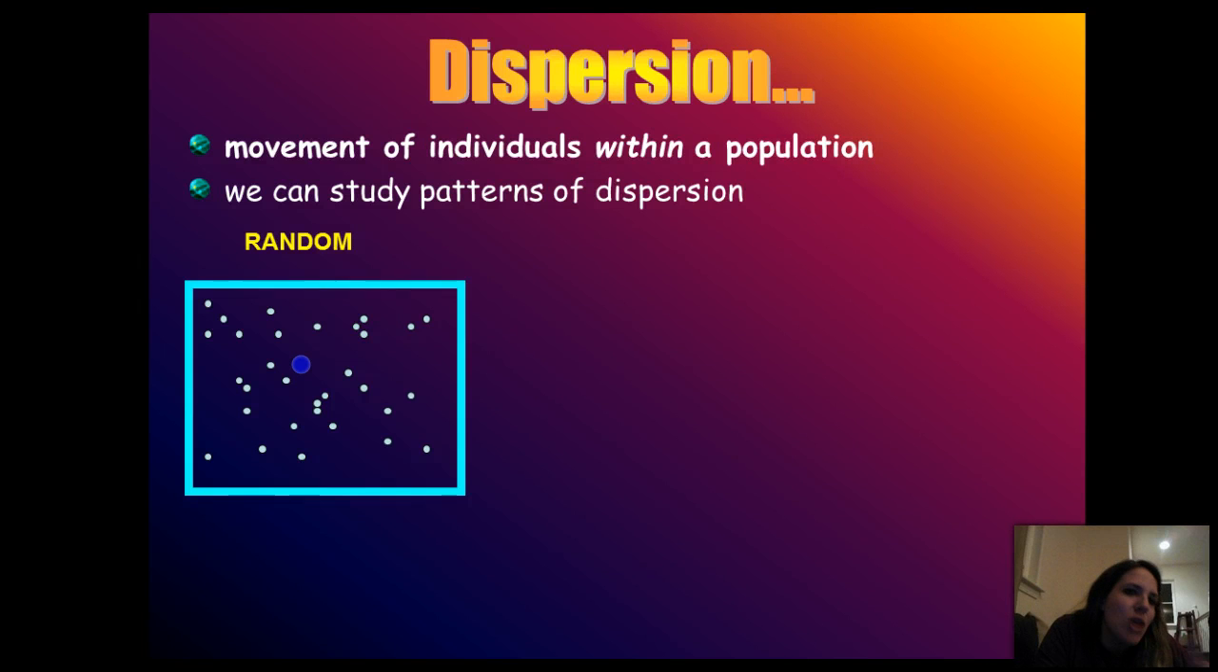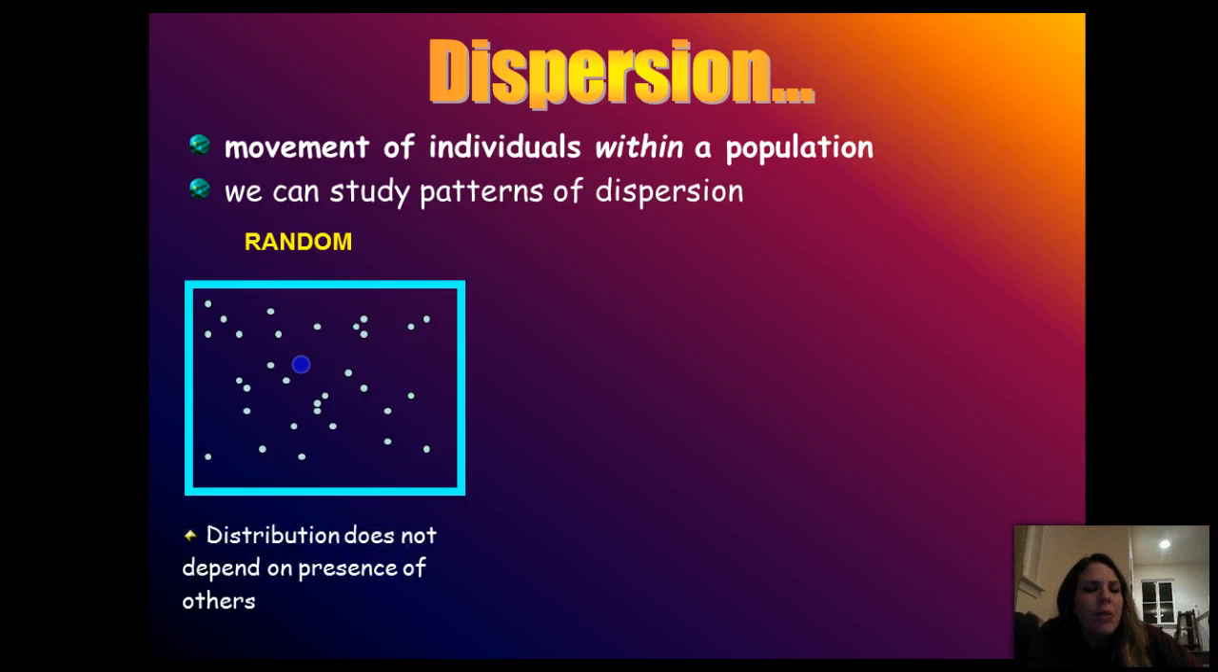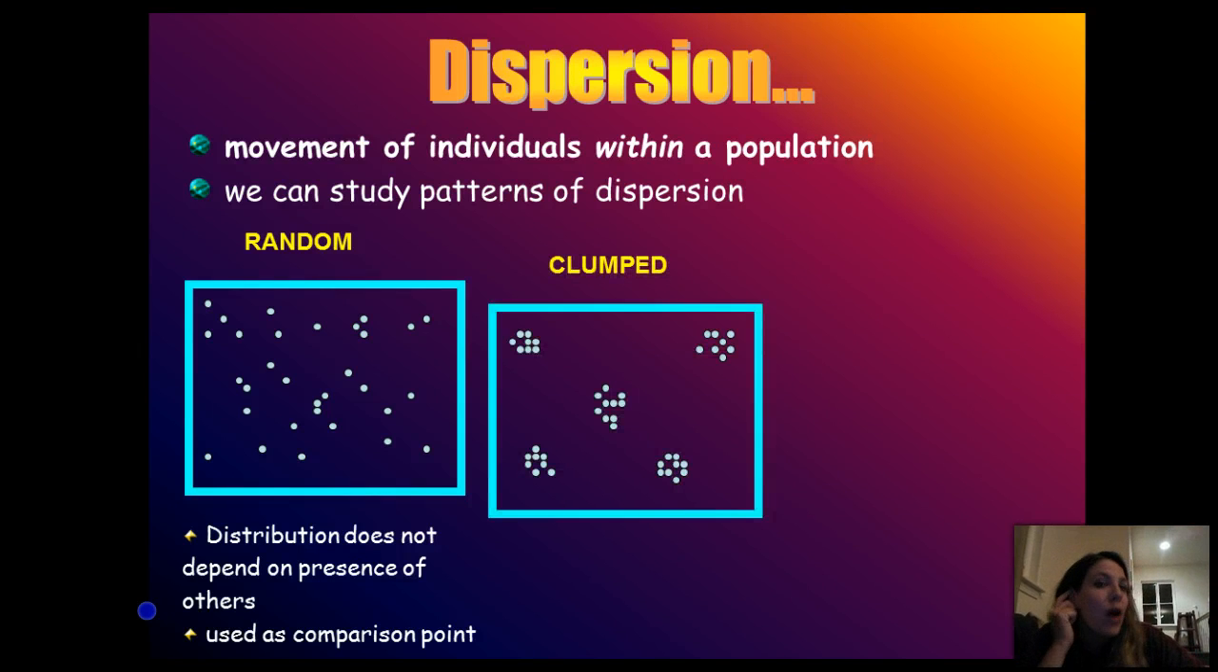Most organisms have a set pattern of dispersion with respect to each other. But if it's random, that means that the distribution does not depend on the presence of others. That individuals don't care if their neighbor's right next to them or 5 feet away. It's just the way it is. This is usually used as a comparison point to measure deviations from randomness, so you can figure out if there's a pattern to how individuals are spacing themselves. For example, one scenario would be that individuals are in a clumped dispersion pattern.